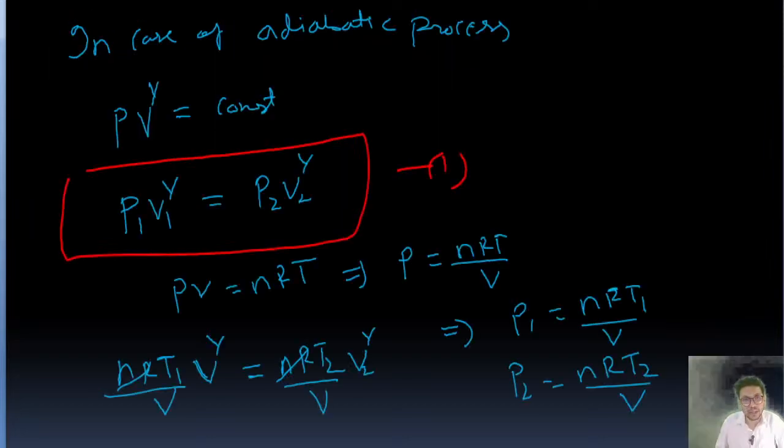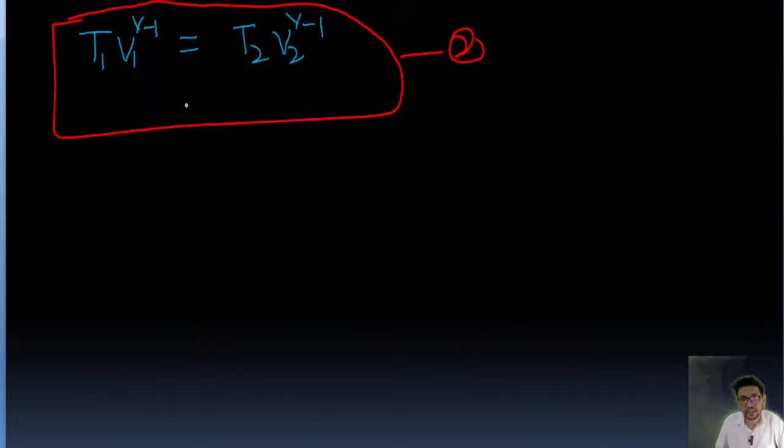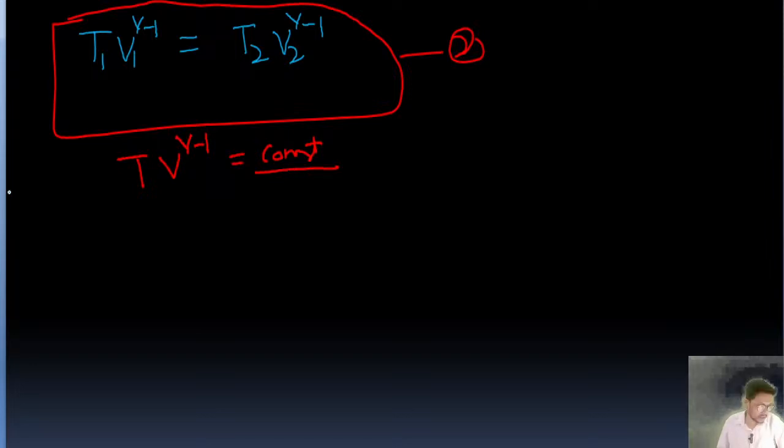Okay, and this is in terms of P and V, right? Or we can write T V to the power gamma minus 1 equal to constant. Okay, this is the one. There is a third form as well, in which we can write this adiabatic equation in the form of P and T.